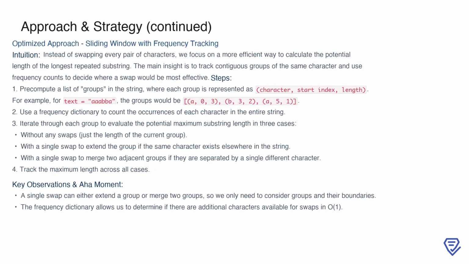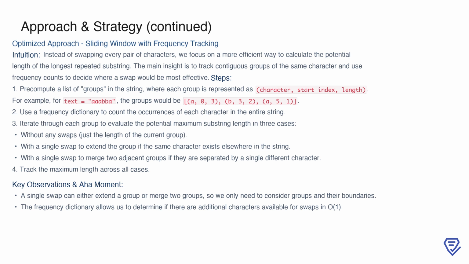Now, let's move to a more efficient and optimized approach that uses a sliding window technique combined with frequency tracking. The key insight here is to focus on contiguous groups of the same character and use a frequency dictionary to decide where a swap would be most effective. First, we pre-compute groups in the string, where each group contains a character, its starting index, and its length. For instance, if the input is aaabaa, the groups would be (a, 0, 3), (b, 3, 1), and (a, 4, 2).